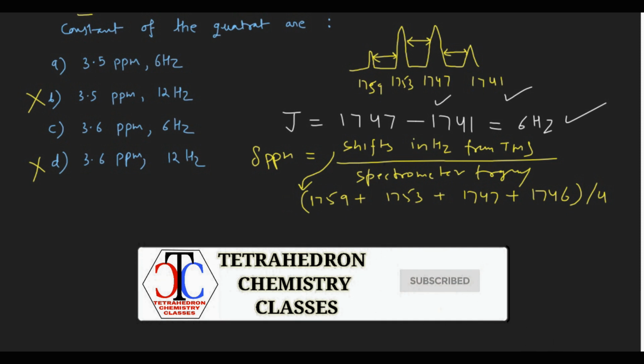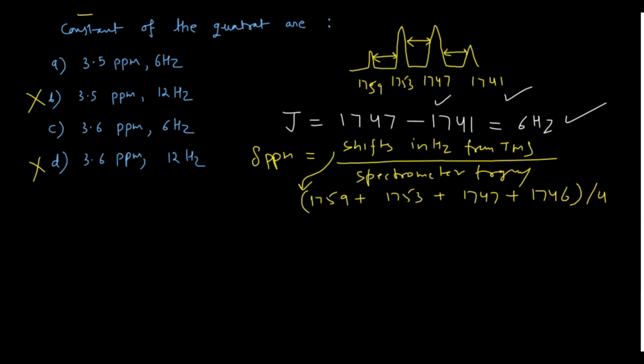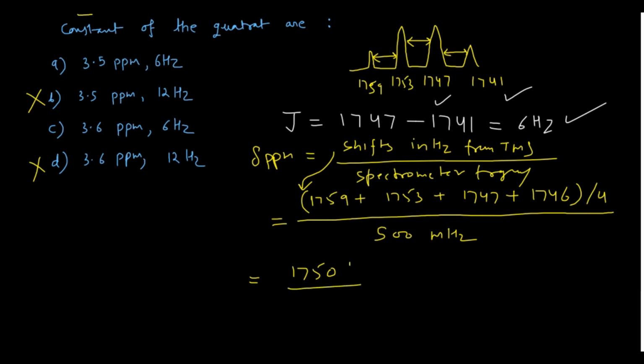This is not looking good, so I can remove this and put an equality sign here. And what is the spectrometer frequency? It is 500 megahertz. So if you solve this value, it will give you 1750 hertz divided by 500 megahertz. If you solve this one, it will give you 3.5 ppm.